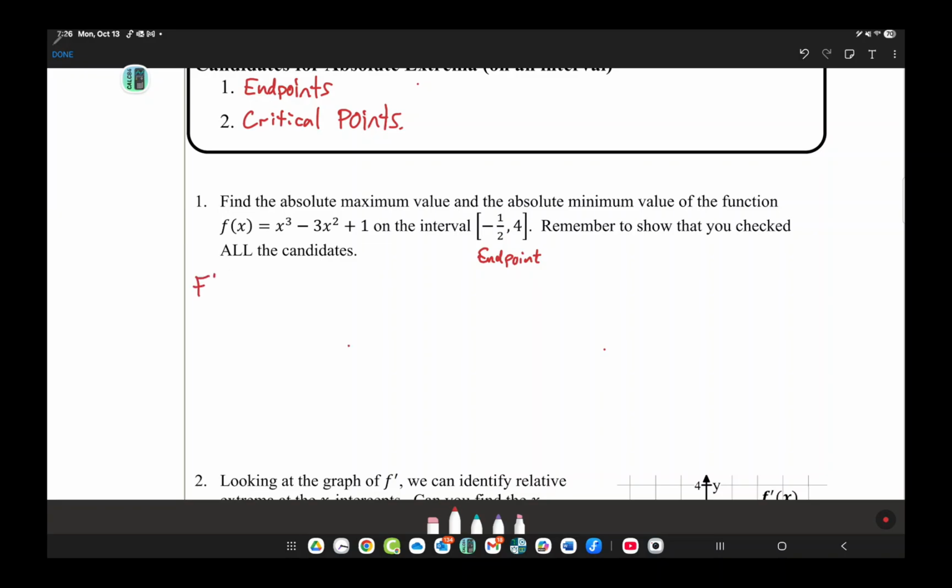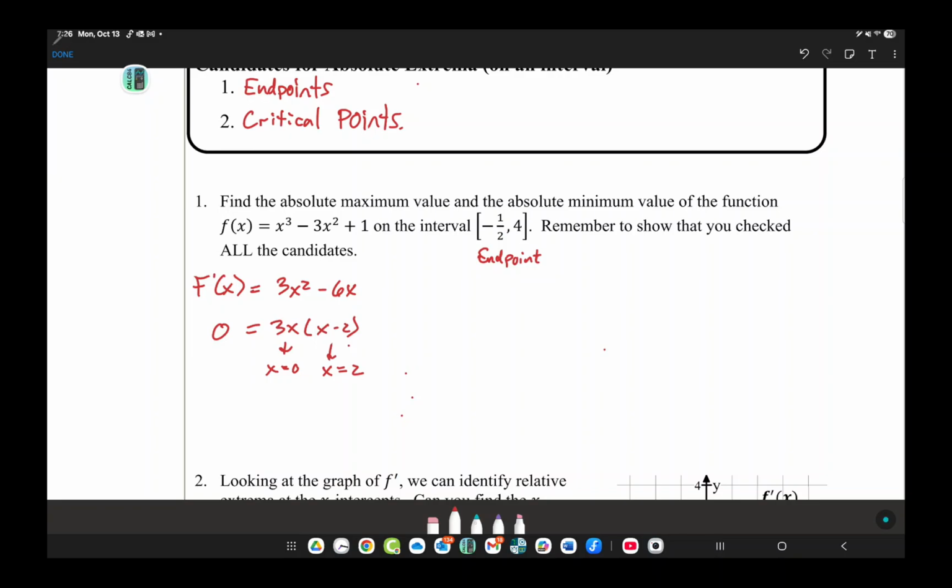So f prime of x is 3x squared minus 6x. We set this equal to 0. I can factor 3x out, so 3x times (x minus 2). So this tells me my critical points exist when x equals 0 and x equals 2.